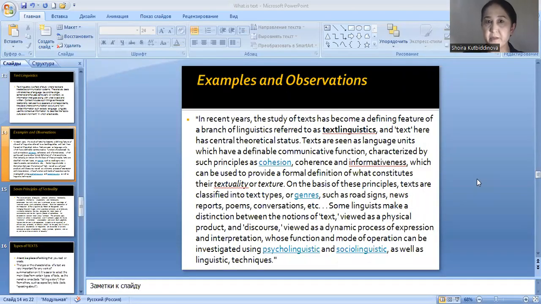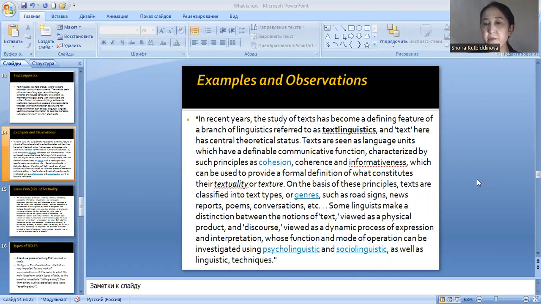Now let's see examples and observations. In recent years, the study of text has become a defining feature of a branch of linguistics referred to as text linguistics. And the text here has central theoretical status. Texts are seen as language units which have a definable communicative function characterized by such principles as cohesion, coherence, and informativeness, which can be used to provide a formal definition of what constitutes textuality or texture.